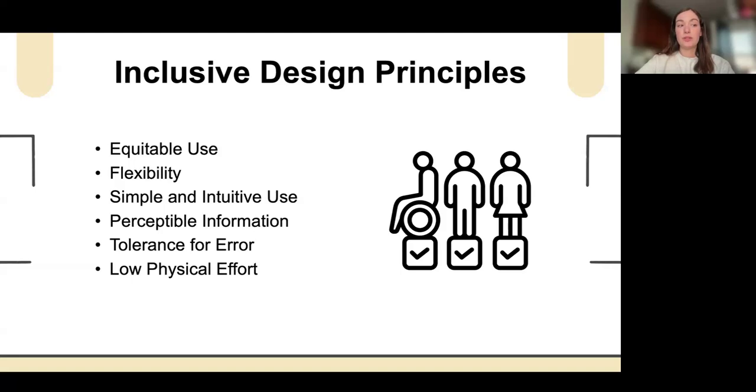Products should also have low physical effort and require minimal exertion to use, making them accessible for individuals with mobility limitations. Automatic doors are a great example of this principle in action. By integrating these principles, we create safe environments and experiences that empower everybody. Inclusive design isn't just about accessibility, it's also making everyday participation achievable for all.